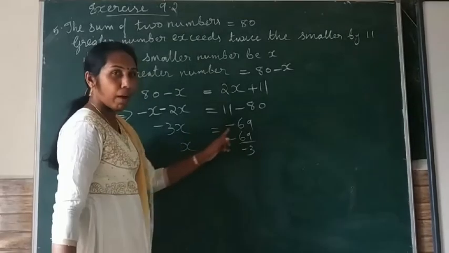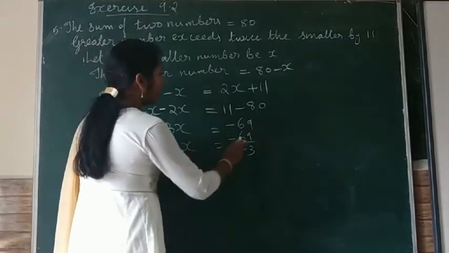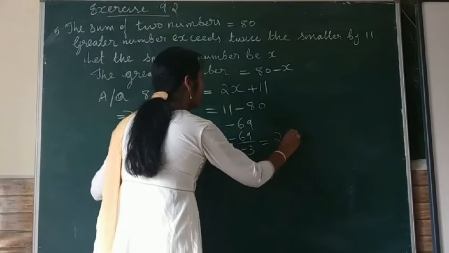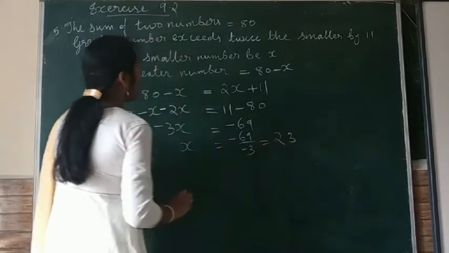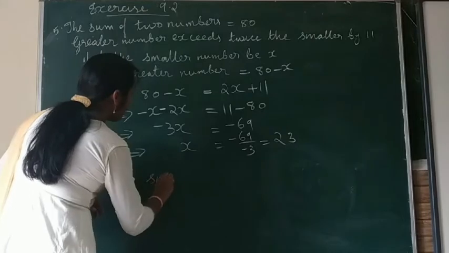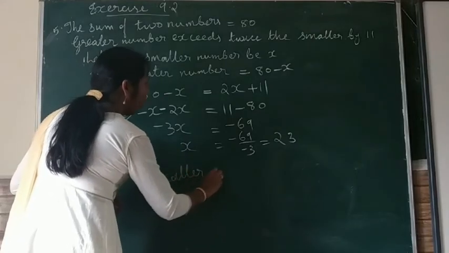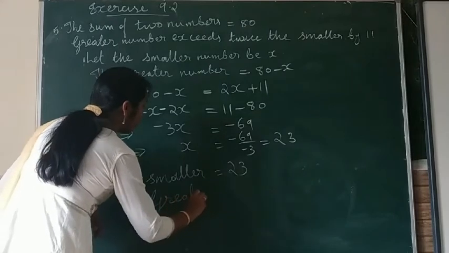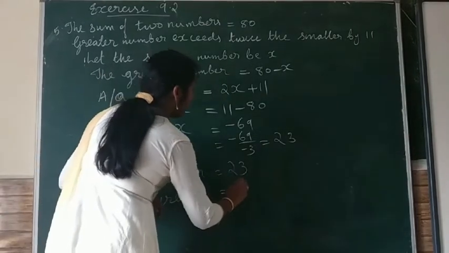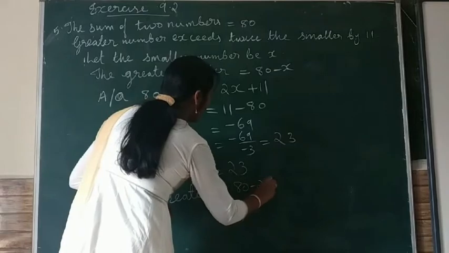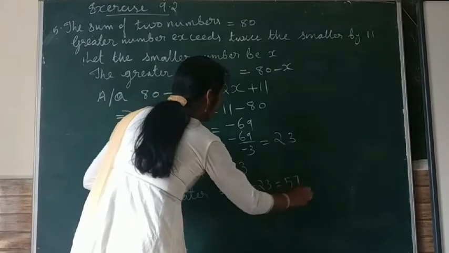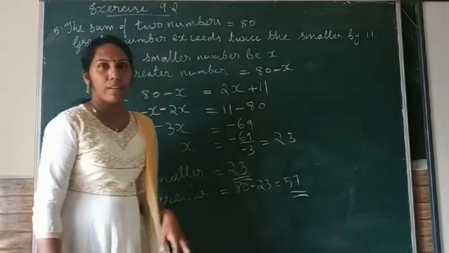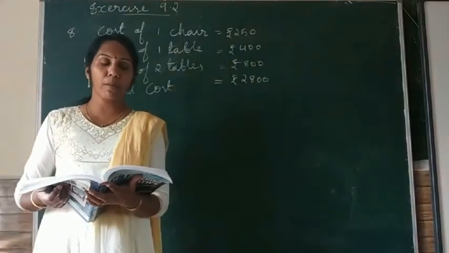Dividing both sides by minus 3 we get x is equal to minus 69 by minus 3, that is equal to 23. So x is 23, that is, the smaller number is 23 and the greater number is 80 minus 23, that is equal to 57. So these are the required numbers, 23 and 57. Now moving on to question number 8.